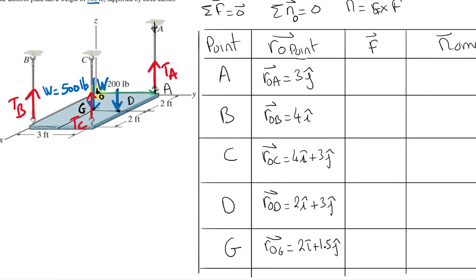Take your time to check your vector positions. It would be too sad to make a small mistake there, because it will change the answer for all your unknowns. So what are the forces? At A, it's TA, and TA is on K, so TA K. At B, it's TB K. At C, it's TC K. At D, it's minus 200 on K. And W is minus 500 on K.